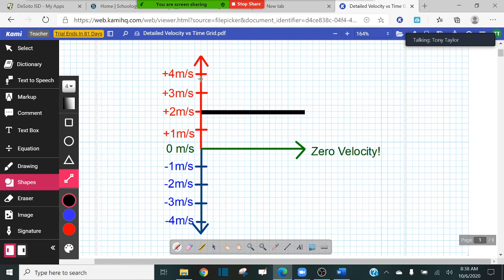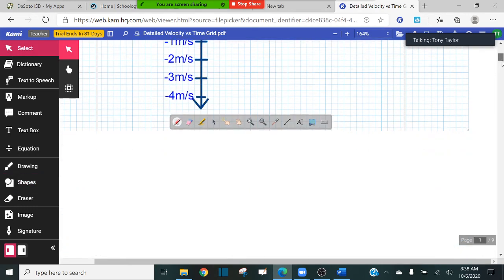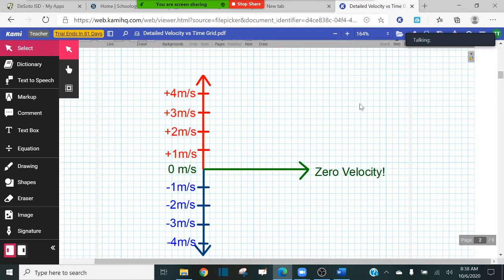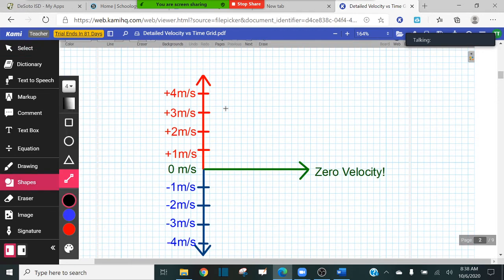Okay. But what if I gave you guys something that looks like this? What if I gave you a velocity time graph that looks like this? Let's look at another example. What is happening there? Okay. So guys, I'm telling you right now, this line that I just drew represents an object that is slowing down while moving in the positive direction.